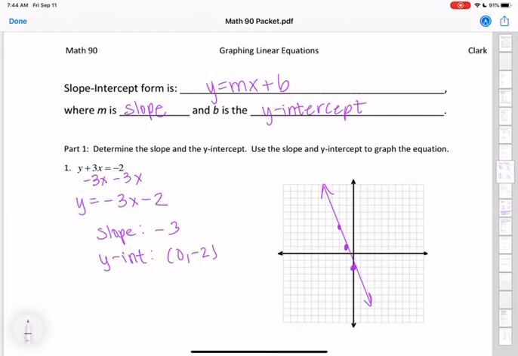Okay, so first, get it into slope-intercept form. Identify what the slope is, what the y-intercept is. Go ahead and graph it. Come back when you're ready.